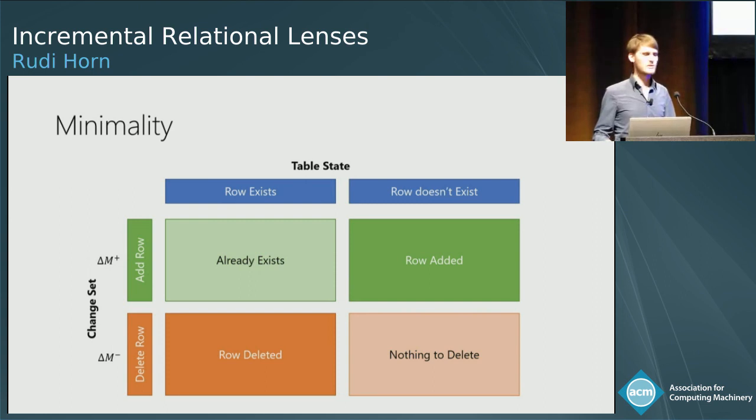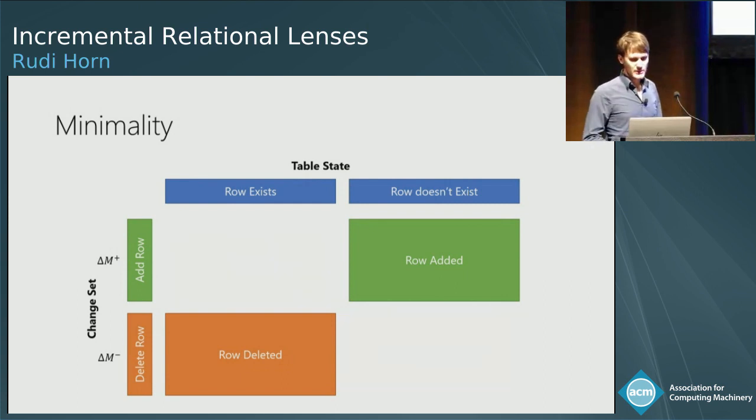We'll start first with a small side condition which we need, which we like to call minimality. Let's say we have a change set, which in this case is the horizontal rows, and we consider the table state. Well, what happens if we try to add a row that already exists? We're working in set semantics, which means that's kind of pointless. The same is true for a row we're trying to delete that doesn't exist in the table. So we say something is minimal when we get rid of those entries that don't exist.